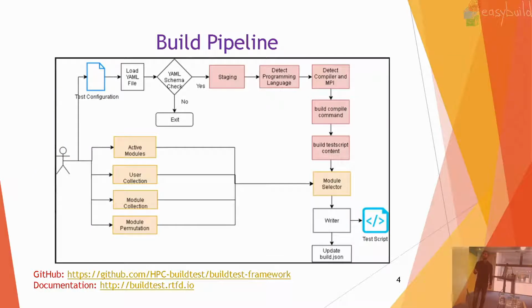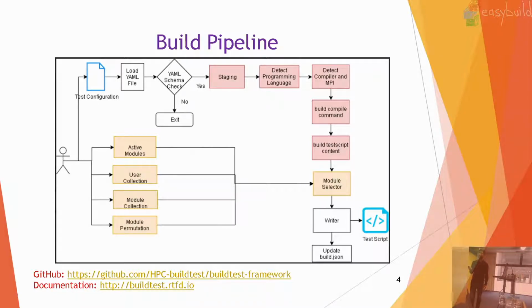So Buildtest, this is a pipeline of how you start out. You as a user will pass in a configuration file, which would be written in YAML, into the framework. The framework will load the YAML, and then it will check the schema, the key value pairs, making sure the syntax is correct. And if it does fail, it will warn you or exit immediately. And then you have to go back and fix it.